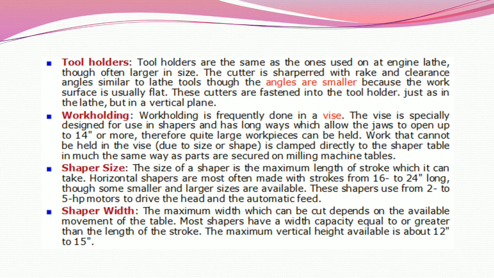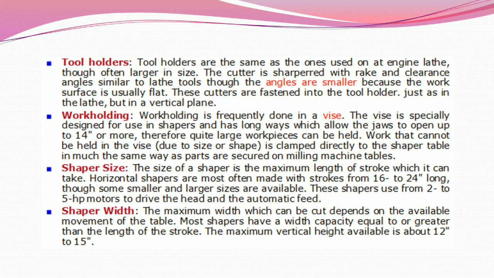Next, shaper size. The size of a shaper is the maximum length of a stroke which it can take. Horizontal shapers are most often made with strokes from 16 to 24 inches long, though some smaller and larger sizes are available. These shapers use from 2 to 5 HP motors to drive the head and the automatic feed.